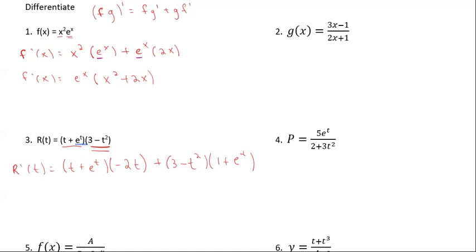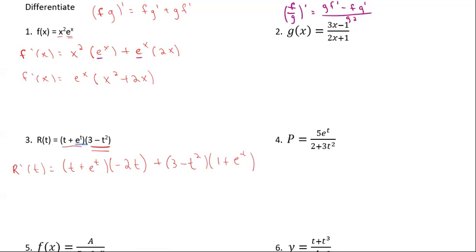So let's look at our quotient rule. Our quotient rule says that if you have f divided by g, and you want the derivative, it is g times f prime minus f times g prime all over g squared. Now that's a lot to remember.